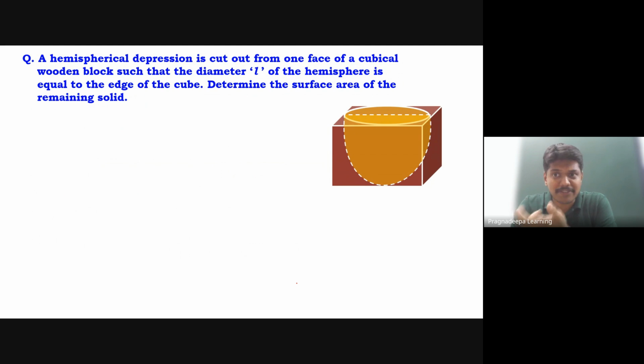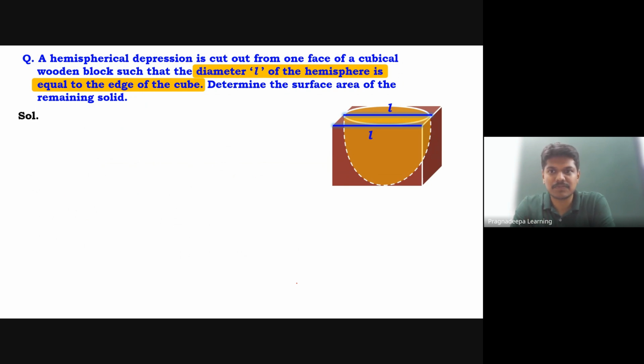The concept of cutting this hemisphere from the cube is that the diameter of this hemisphere is equal to the edge of the cube. What is the meaning of edge? It is a line, correct? Corners mean the vertex, edges mean lines. So the diameter of the hemisphere is equal to the edge of the cube. This is what they have given.